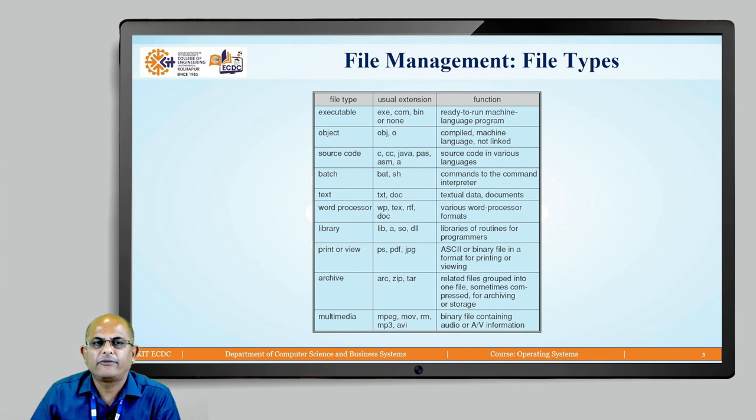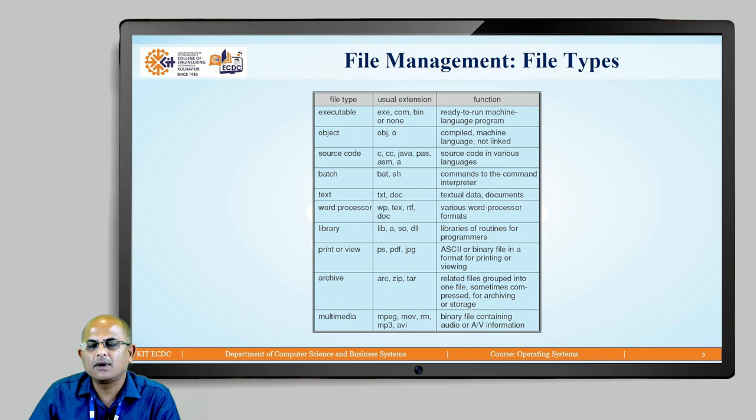Then there are certain files which are only read-only files or basically meant for printing purpose or just viewing purpose. So they end with .ps, .pdf, .jpg. These are basically ASCII or binary files in a format for printing or viewing. Then comes archive files. Basically, they are used for storing for a longer duration of time. Suppose if you want to store certain things for long duration of files, then you can archive them with the file extension .arc or .zip or .tar. These are nothing but the related files grouped into one file, sometimes compressed for archiving or storage purpose.